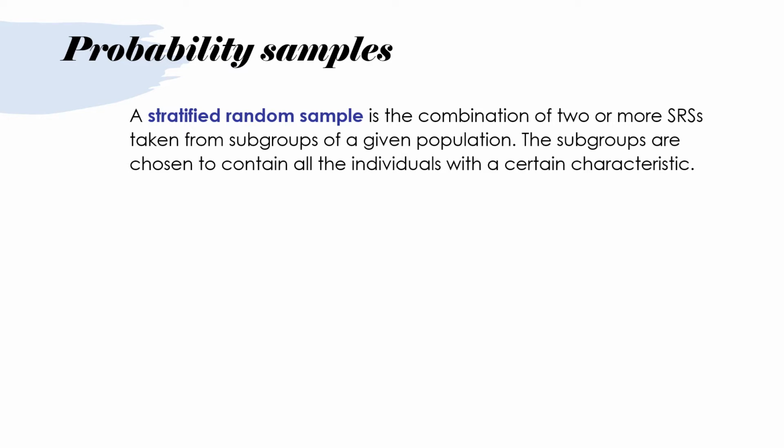The use of chance to select a sample is the essential principle of statistical sampling. For example, it is common to sample distinct groups within the population separately, and then we combine these samples. This is the idea of a stratified random sample.